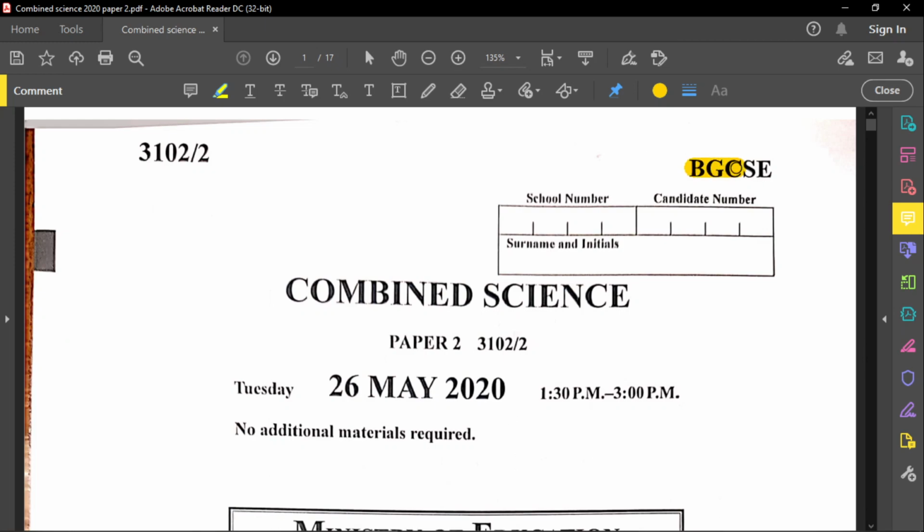Welcome back to another BGCSE past paper review. Today we're going to review a combined science paper. We're reviewing a paper 2 from the year 2020.